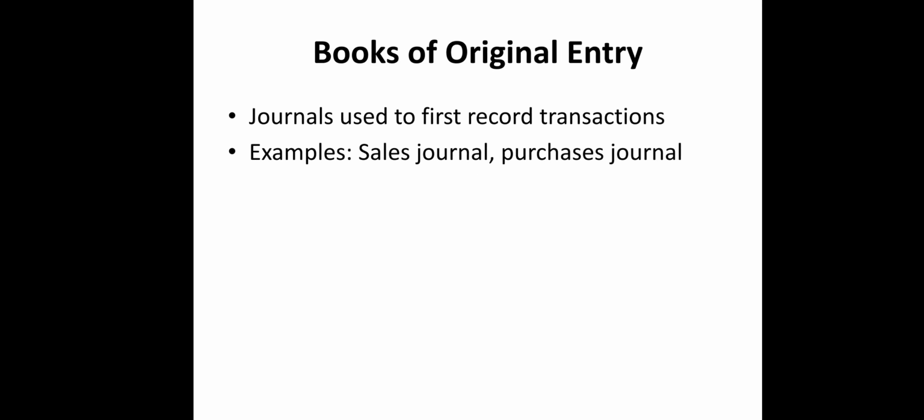Now, the books of original entry. These are the journals where transactions are first recorded. Sales journal for sales, purchase journal for purchases, cash book for receipts and payments. These entries are later posted to the ledger.